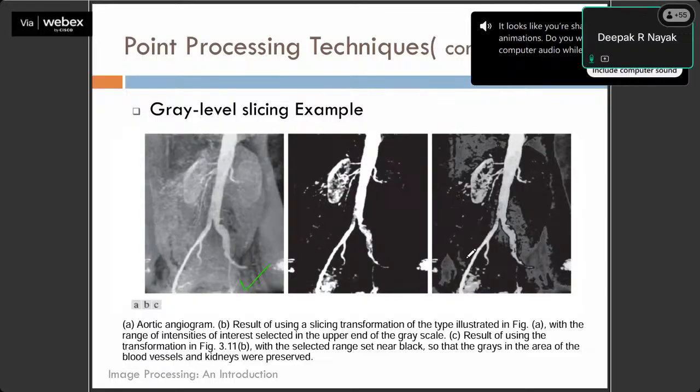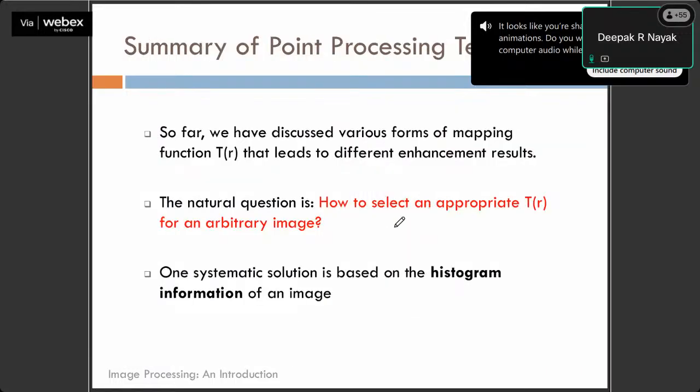Okay, but in this case, actually, this is better. This is better because most of the information is preserved in this case, especially the kidney and the blood vessels are preserved, but here it is not preserved. So what you can conclude is that in some applications this is better, and in some applications that was better. Fine.